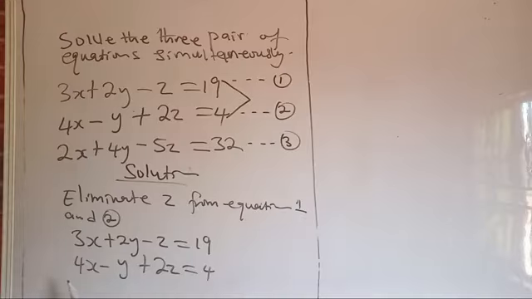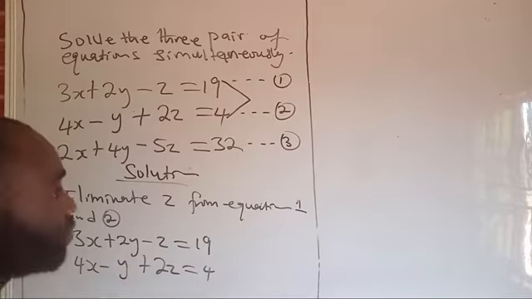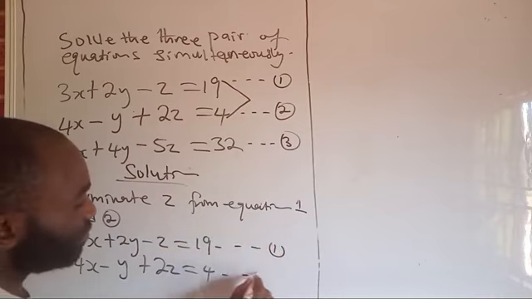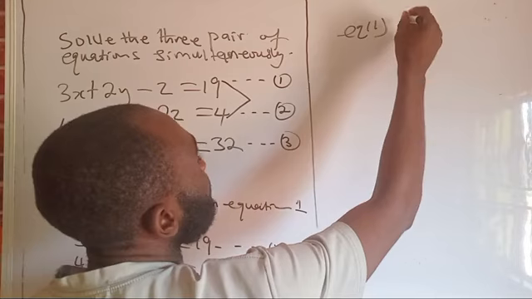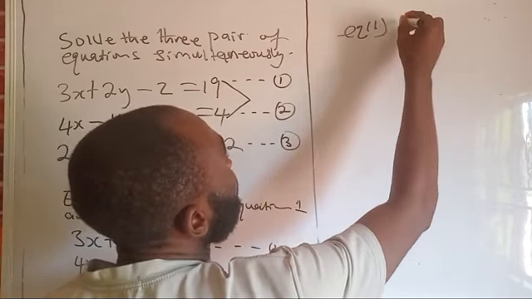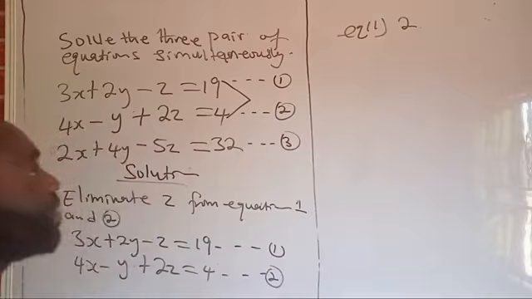If you look at it well, to eliminate z here, you must make z carry the same coefficient of 2, the same coefficient as in the second equation. So we are going to multiply equation 1 by 2.